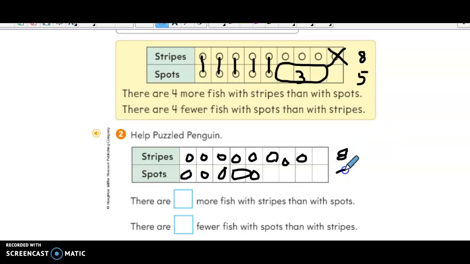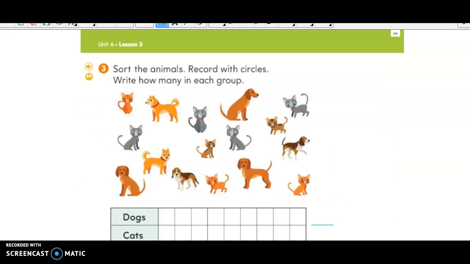We got 8, we got 5. We got our difference right here. And that's 3. Okay. This is kind of like our unknown, right? So we're going to put that right in our box. We have 3 more fish with stripes than with spots, and 3 fewer fish with spots than stripes. Okay, these numbers are the same because we just switched the words around. All right? All right, let's turn the page.